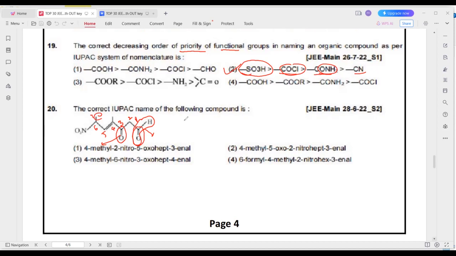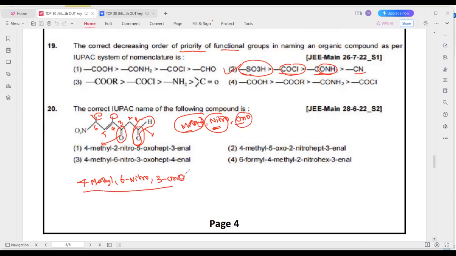First, what we should write is alphabetical order. One substituent methyl, one substituent nitro, one substituent oxo. So M, N, O. First I should write methyl. The methyl group is on the fourth carbon, so first I will write 4-methyl. Then I have completed the methyl. Then N, nitro: 6-nitro. Then 3-oxo. So all substituents I am able to mention.